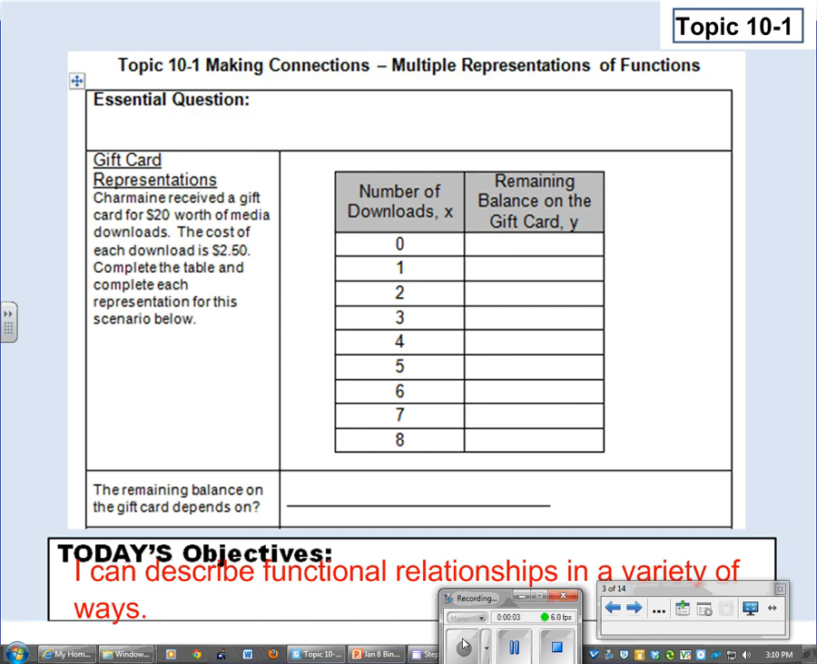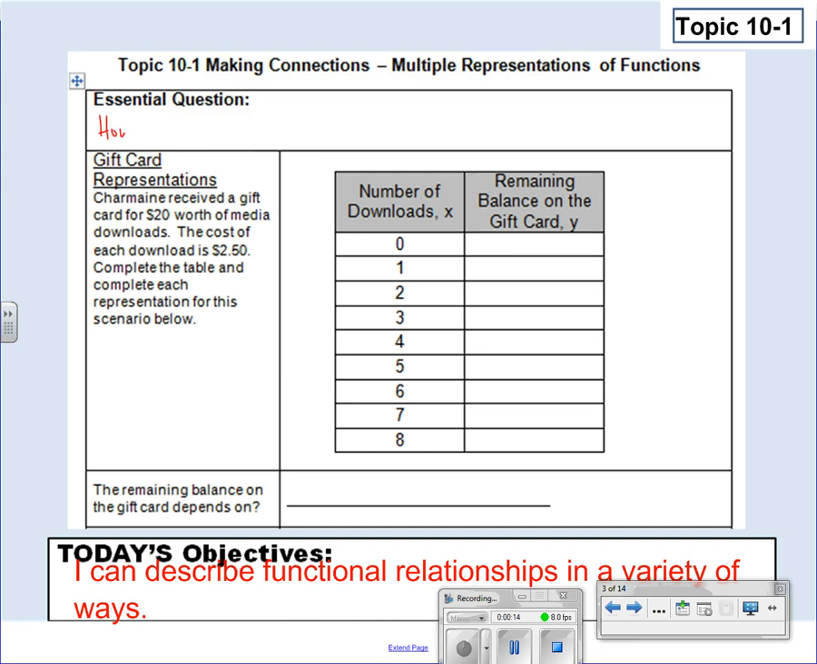This is topic 10-1, making connections, multiple representations of functions. Our objective today is I can describe functional relationships in a variety of ways. So our essential question will be, how can I describe functional relations in a variety of ways? By the end of this lesson, you should be able to answer that question.